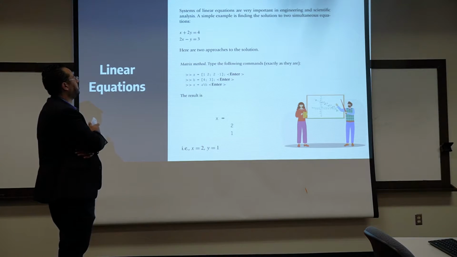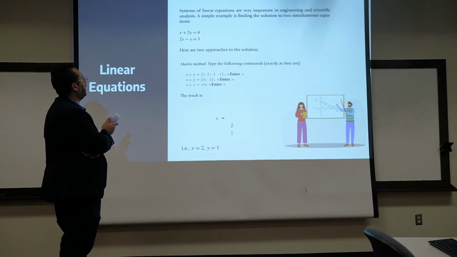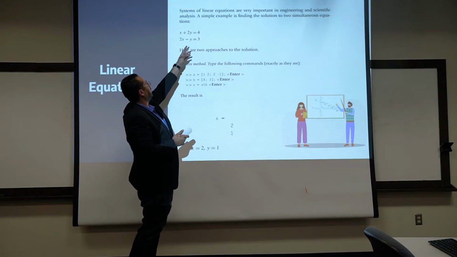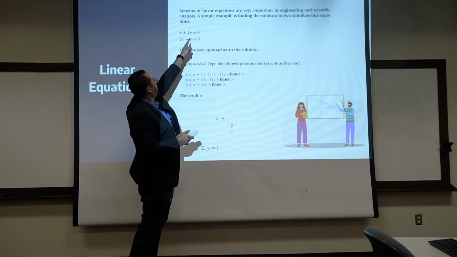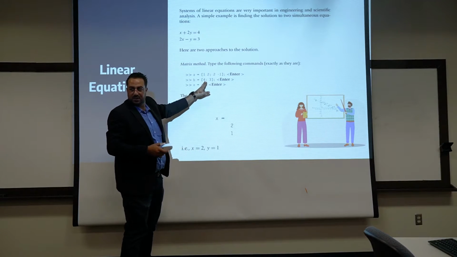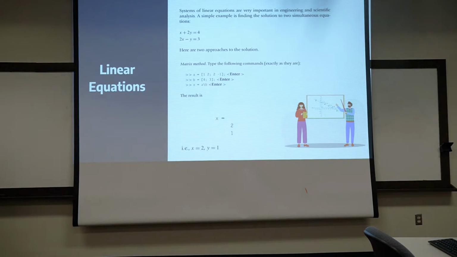A has the coefficient of x and the coefficient of y for equation 1. And B is representing what's after the equal sign. So B is representing 4 and 3. This is a semicolon, not a colon, right? Semicolon, okay. Yeah.